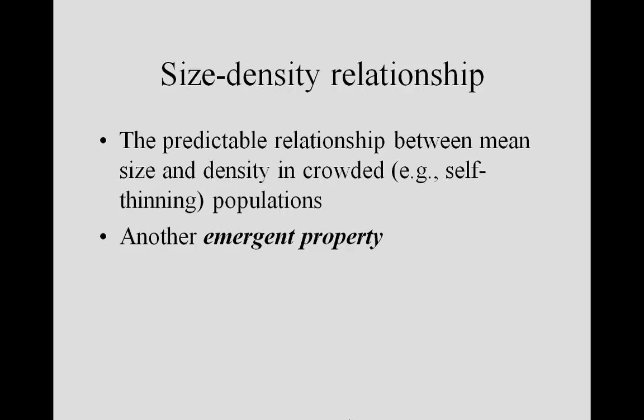Now, this predictable relationship, which we're going to explore in a moment, is in fact another emergent property. So the first emergent property that we talked about was that plateau of leaf area in a population of trees. Well, the predictable size-density relationship is another emergent property.